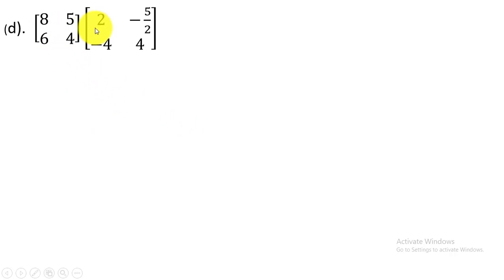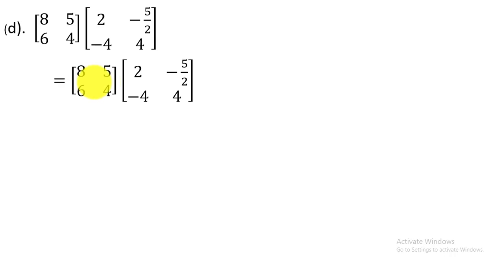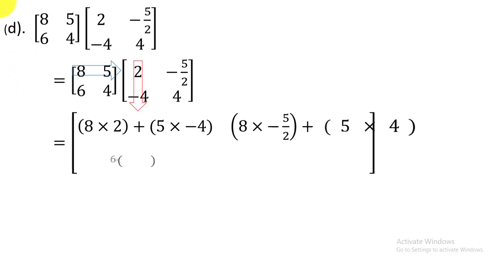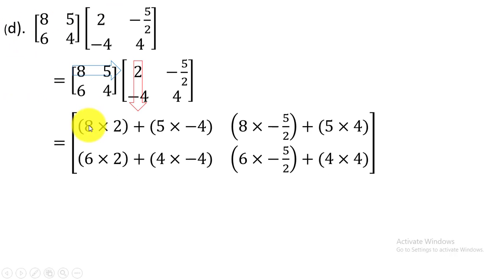Now find the product of these two matrices. The product is defined as: top left entry is obtained by the product of the first row with the first column: 8 times 2 plus 5 times -4. Top right entry is obtained by the product of the first row with the second column: 8 times -5/2 plus 5 times 4.